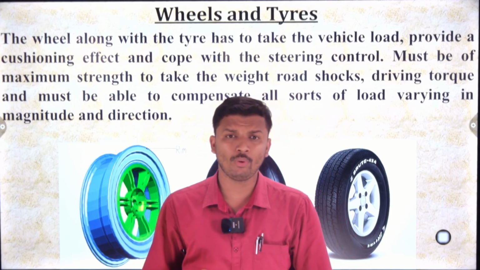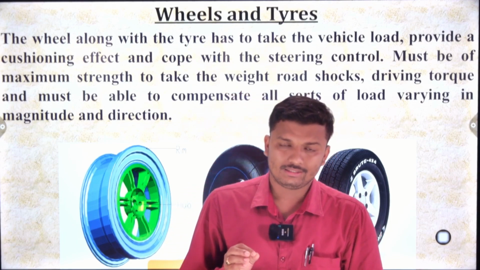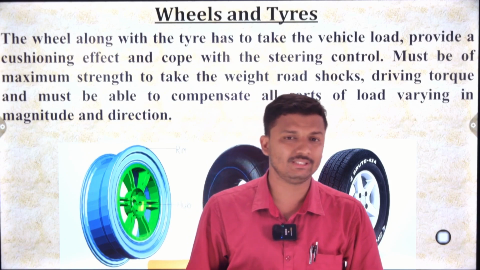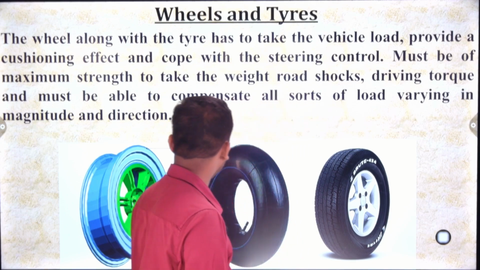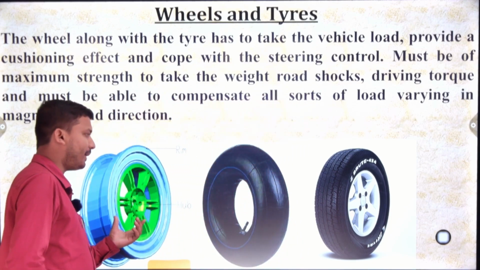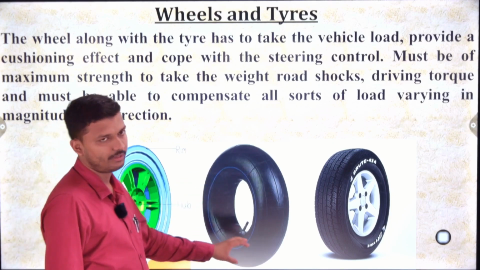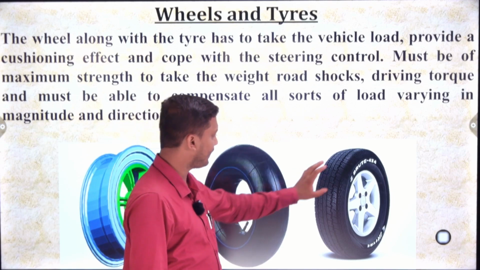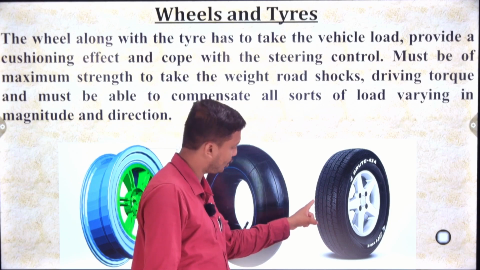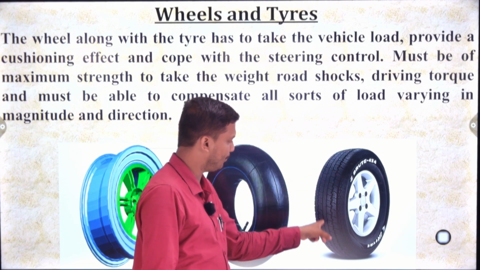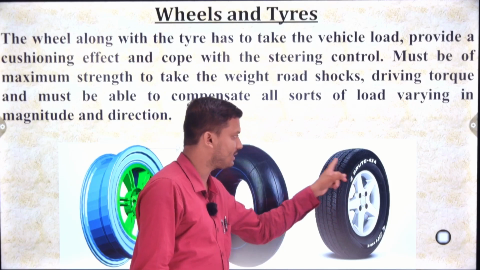So what is the meaning of the wheel? There are three parts of the wheel. One is the rim, the inner part, as you can see in the picture. After that there is the tube and tire, the upper rough part. The upper rough part having the grooves, this whole black color is known as the tire.